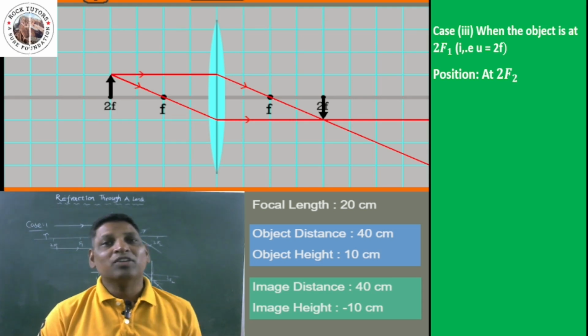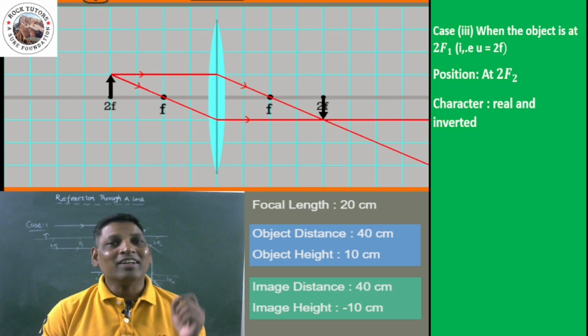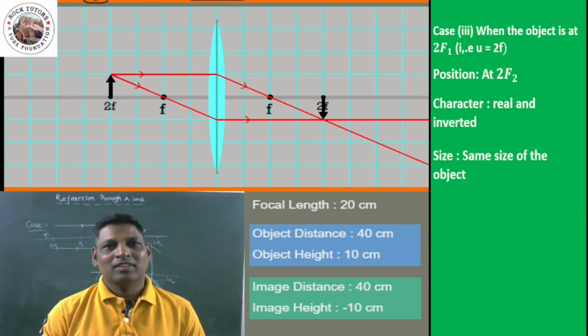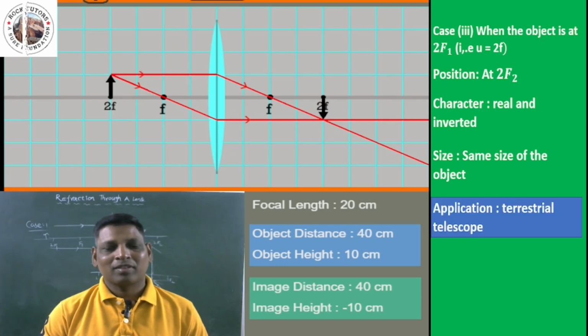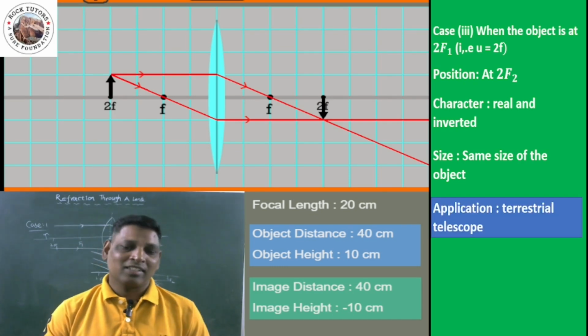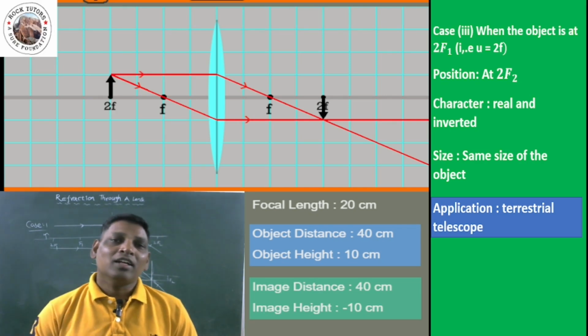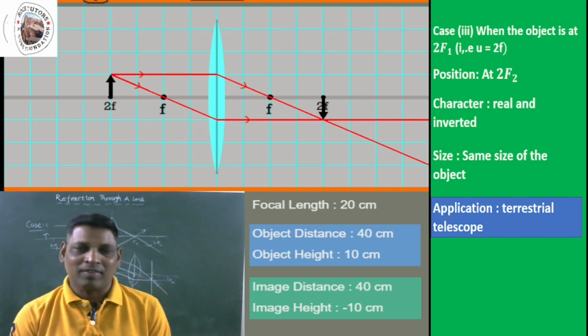Position at 2F2, character real and inverted, size same as the object. Application, where do we apply this lens? The terrestrial telescope. So in that we will apply this.